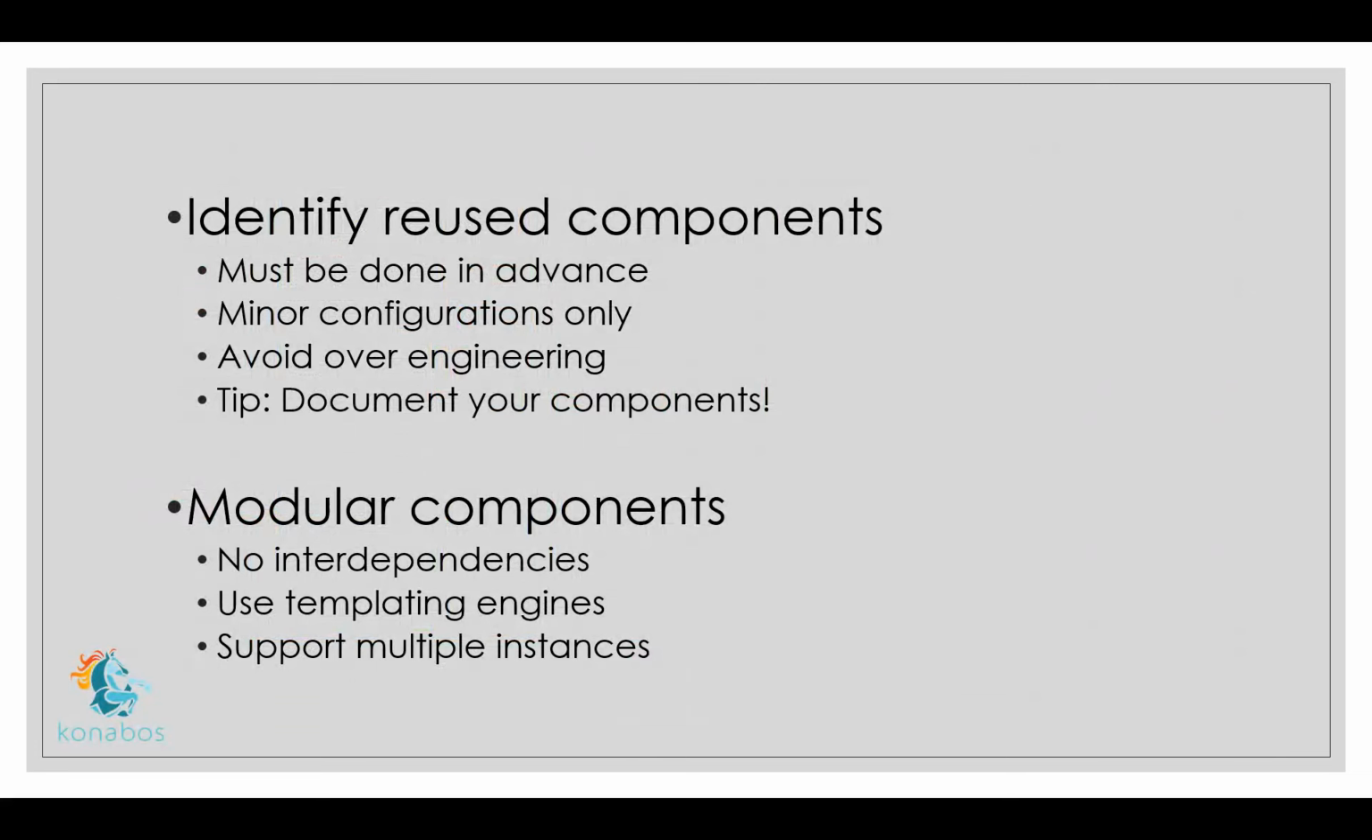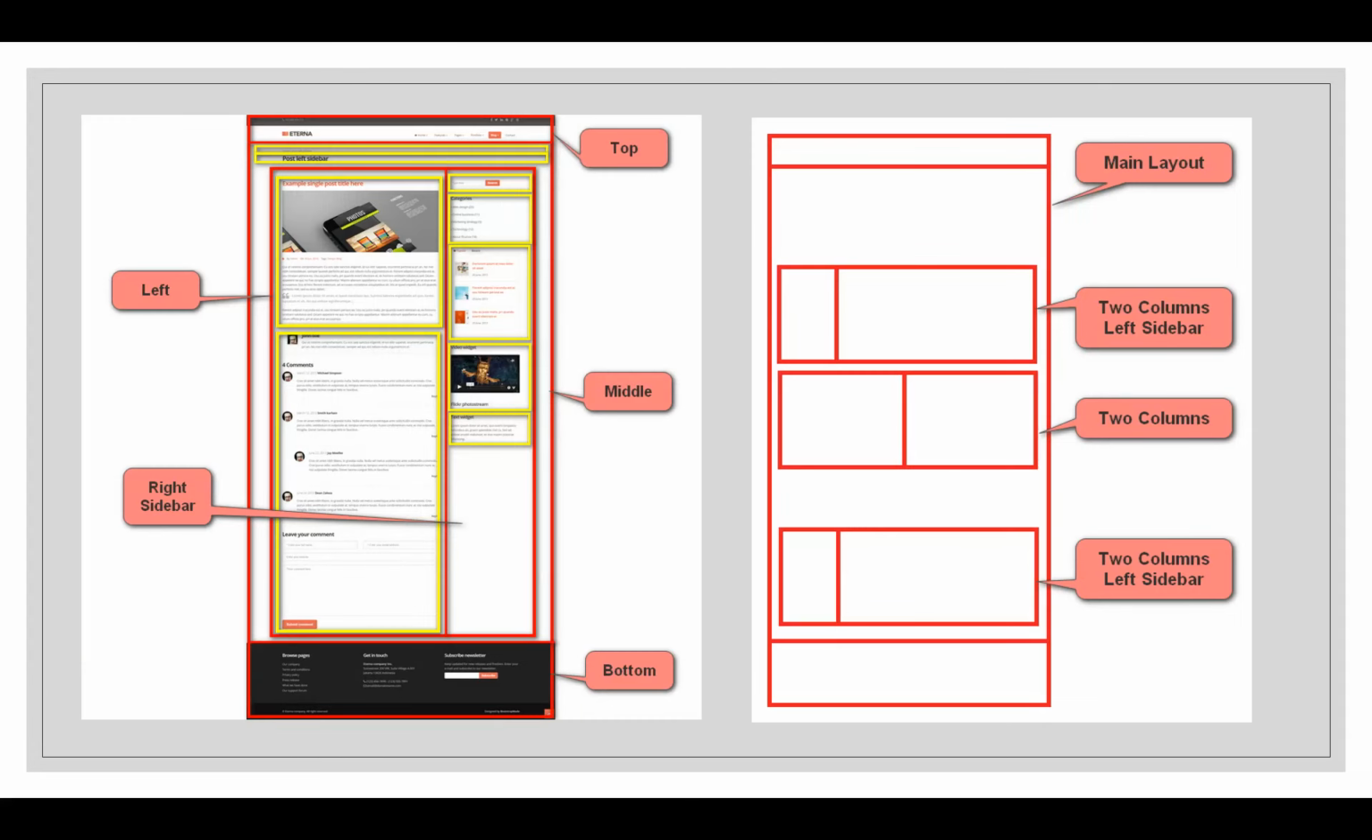So the next point is to identify reused components. As we saw in the previous example here, we can see these chunks outlined in yellow, they're actually the identified components. And this is a very subjective task as such, and it definitely needs to be done in advance.